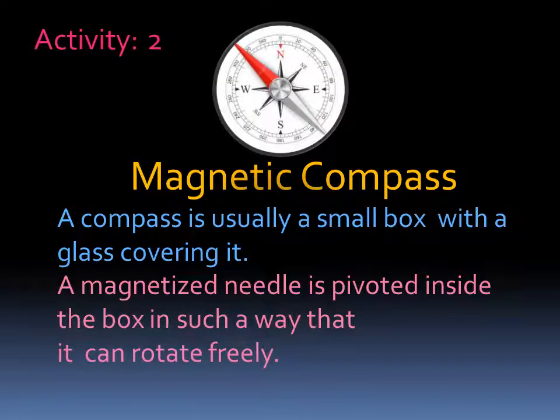Our next activity 2 is about magnetic compass. You can see the picture, children. A compass is usually a box with a glass covering it. A magnetized needle is pivoted inside the box in such a way that it can rotate freely. The compass also has a dial with directions marked on it. The compass is kept at the place where we wish to know the direction. Its needle indicates the north-south direction when it comes to rest.